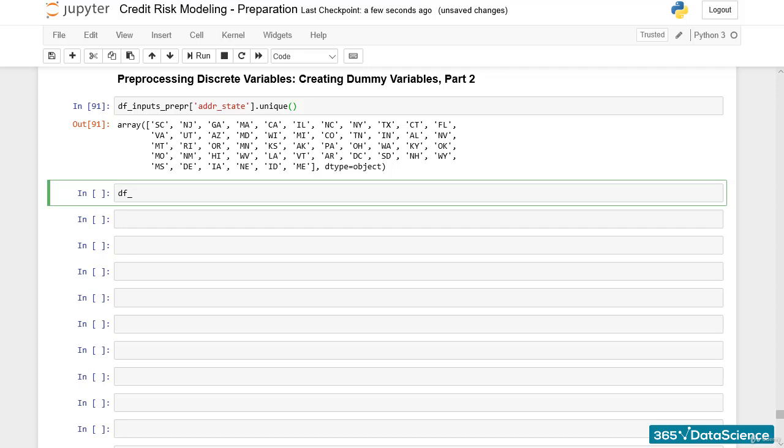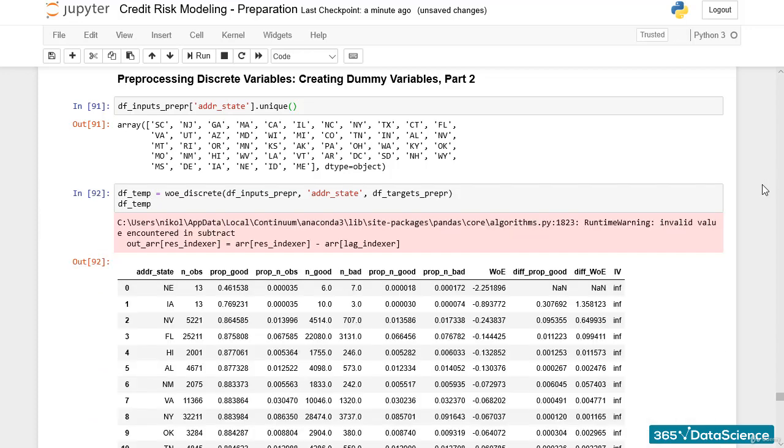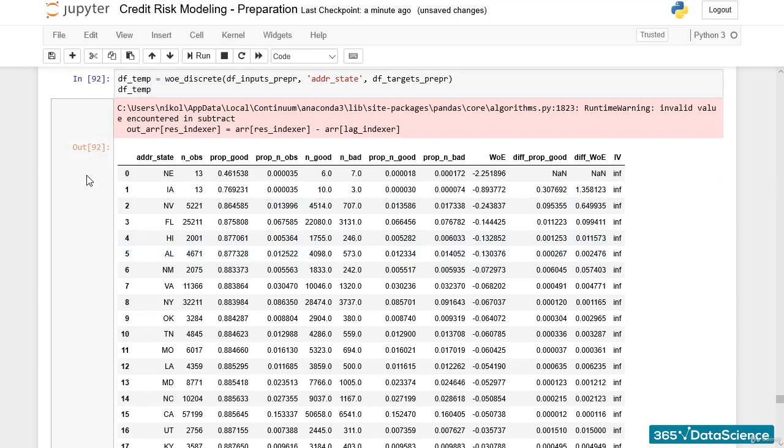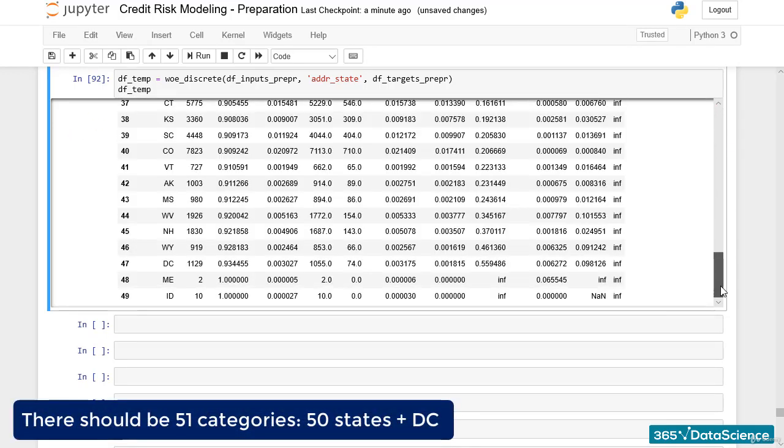Again, let's start with running the woe discrete function. Let df_temp equal woe_discrete from the df_inputs_prepr data frame, the address_state independent variable, and the df_inputs_prepr data frame. Here's the results table with the weight of evidence and other useful statistics. Naturally, the addr_state variable has many categories, 51 to be precise, 50 for all states, and 1 for the District of Columbia, abbreviated DC.